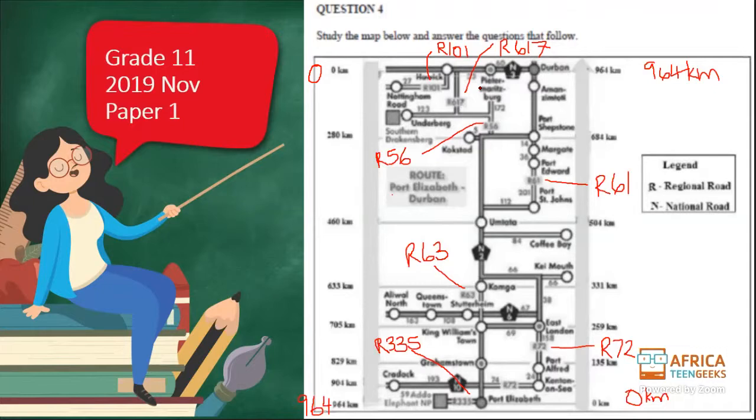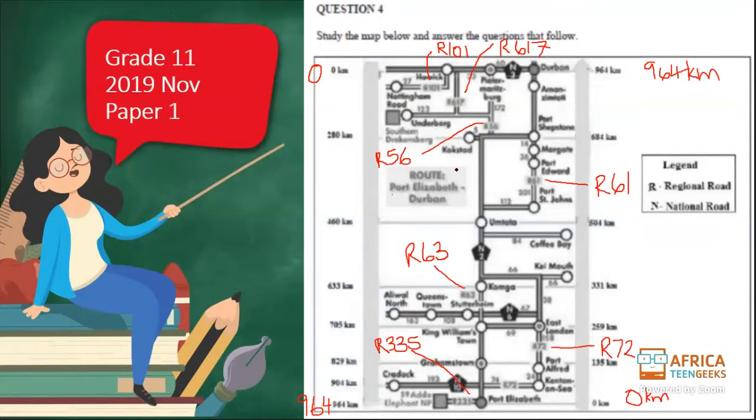Okay, let me see if your answers are correct. All of you are saying 7, right? So let's count them. Obviously, a regional road has an R and a number. This is an example of a regional road. So if you're counting them, it will be 1, 2, 3, 4, 5, 6, 7.